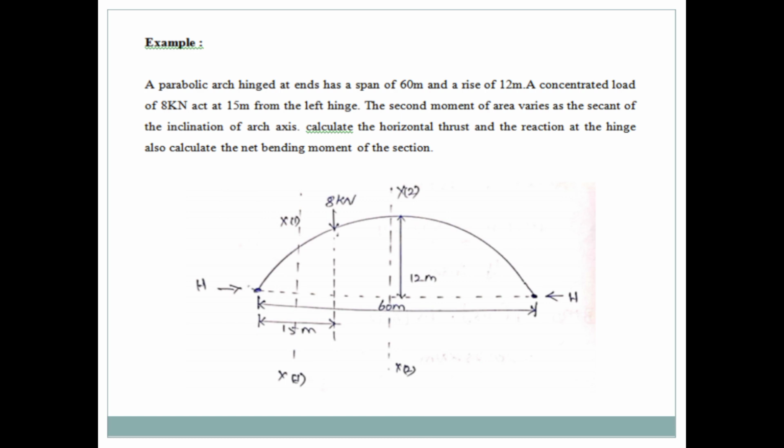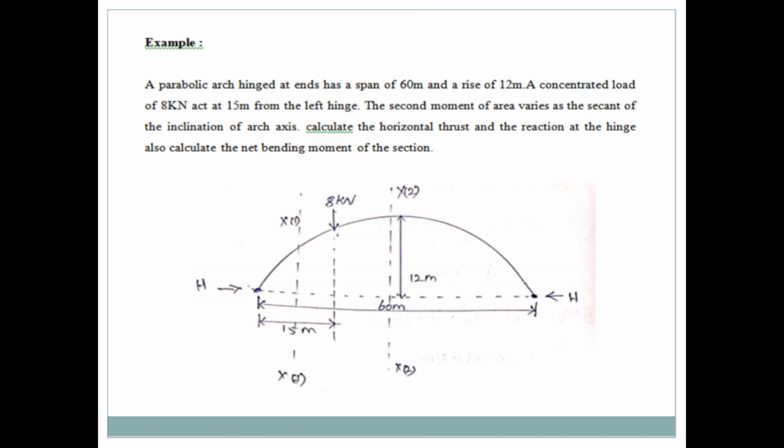And next, there is an example problem of two hinged arches. The problem: a parabolic arch hinged at ends has a span of 60 meter and a rise of 12 meter. A concentrated load of 8 kN acts at 15 meter from the left hinge. The second moment of area varies as the secant of the inclination of the arch axis. Calculate the horizontal thrust and the reaction at the hinges. Also calculate the net bending moment at the section.